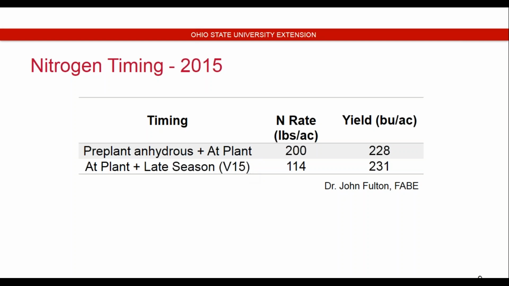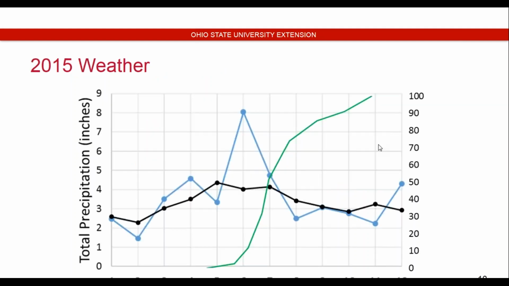And in 2015, I'll show you a graph in a second, but what we saw was that if we made that late season application, even with less total nitrogen applied, we were able to achieve the same yield. And the reason we saw that, if we think back to 2015, was here we had an uncharacteristically wet June. And so with over 8 inches of rain in June, Emerson says it's probably due to the roots being stunted or potentially some of the leaching of that nitrogen.